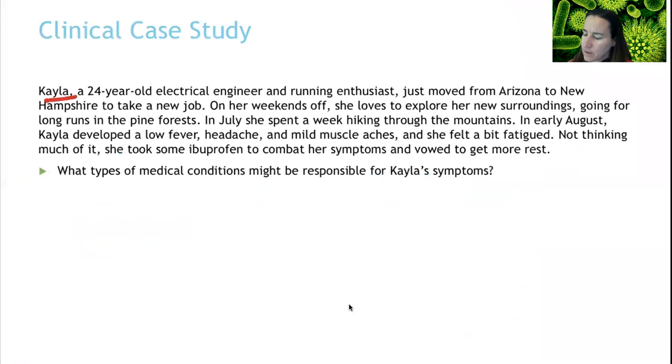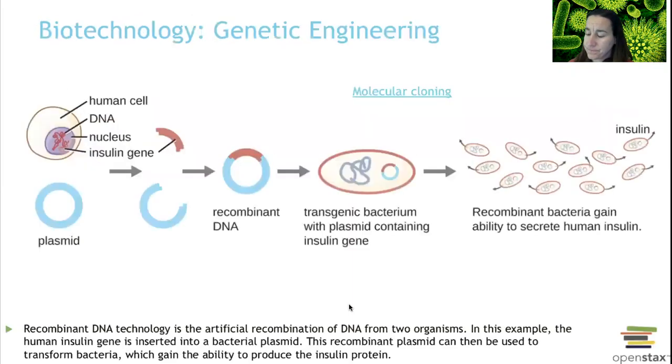So we have Kayla. She is 23 years old and she's an electrical engineer and she likes to run. She moved from Arizona to New Hampshire and she loves to go for long runs in the forest. In July, she went hiking in the mountains, sounds like me. And in early August, she developed a low fever, headache, mild muscle aches, and fatigue. She took some ibuprofen, told herself she needed to sleep, get some more rest. We'll check back in with Kayla and see what's going on with her.